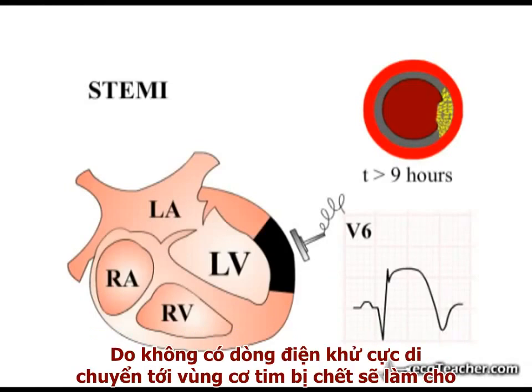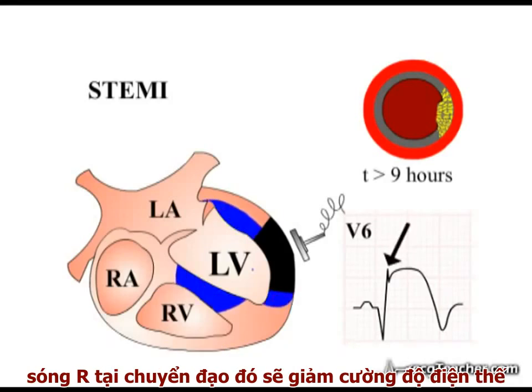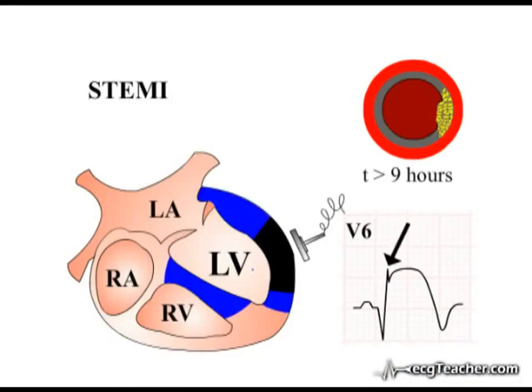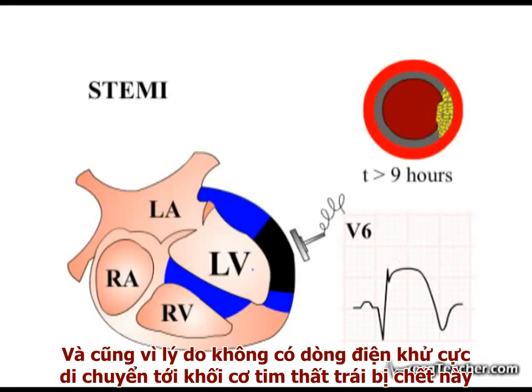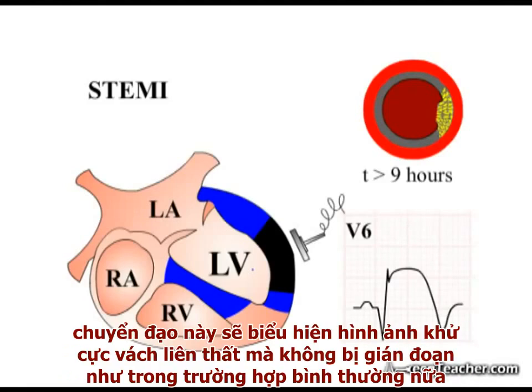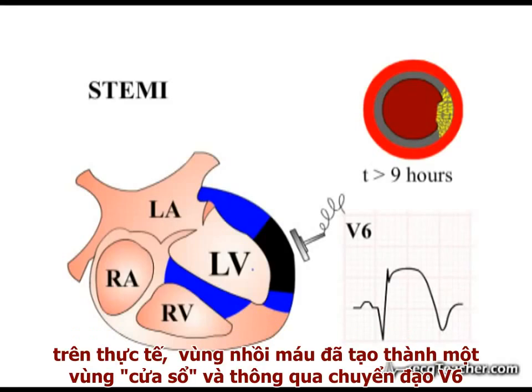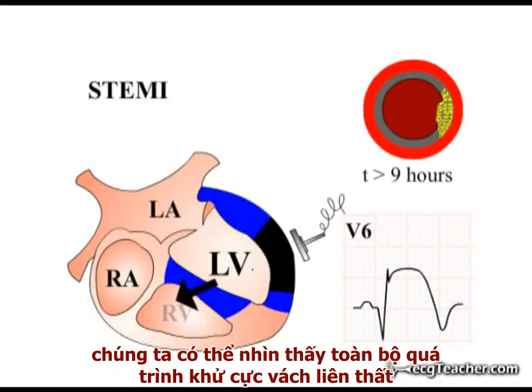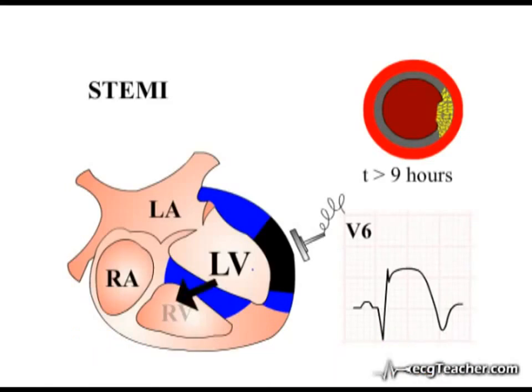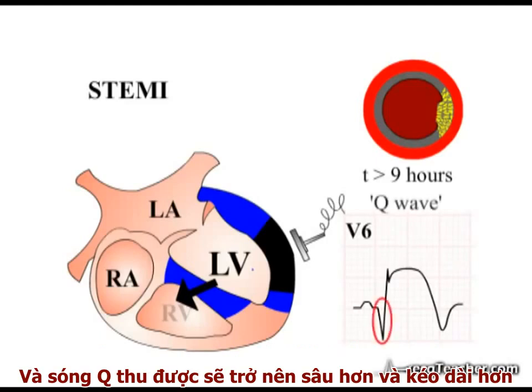Lack of depolarizing flow through the dead segment results in a reduction of R wave activity in the lead. And with no current traveling through the dead left ventricular muscle underneath it, the lead now has an uninterrupted view of septal depolarization. In effect, the infarct has created a window through which lead V6 can see the entire process of septal depolarization, and the recorded Q wave becomes deeper and more prolonged.